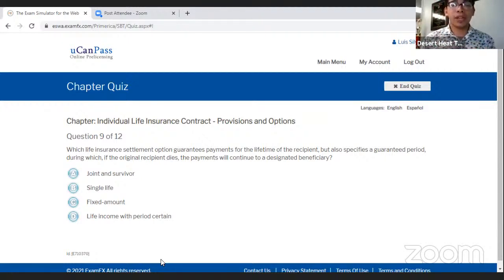Which life insurance settlement option guarantees payments for the lifetime of the recipient, but also specifies a guaranteed period during which, if the original recipient dies, the payment will continue to the designated beneficiary? A, joint and survivor. B, single life. C, fixed amount. Or D, life income with period certain.